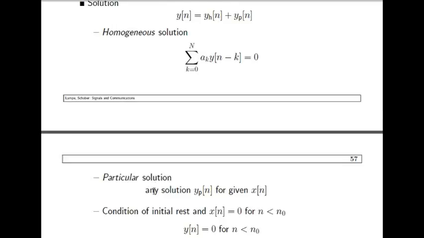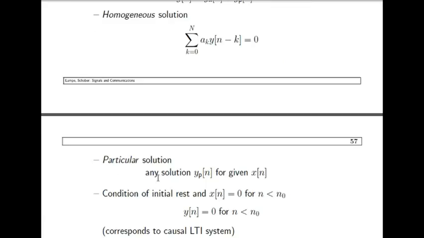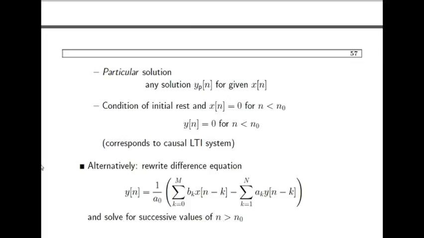Similar to the continuous time case of differential equation properties, the condition of initial rest is that if x of n is 0 for n less than n naught, then y of n will be 0 for n less than n naught. Alternatively, I can rewrite the difference equation as y of n equals 1 upon a naught, sigma k equal to 0 to m bk x of n minus k, minus sigma k equal to 1 to n ak y of n minus k.